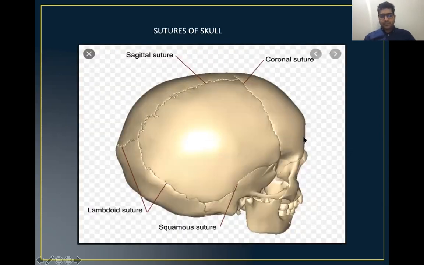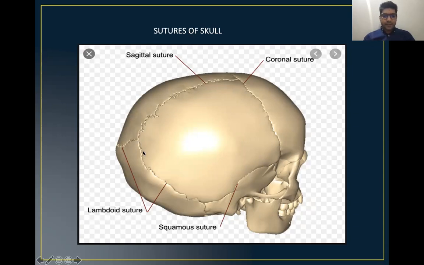Coming to the sutures of the skull, there's a coronal suture which goes all the way just behind the frontal bone, making up the junction with the parietal bone. The suture present between the parietal bone and the frontal bone is called the coronal suture, as you can appreciate here, and it goes all the way along from one side to the other. There's one sagittal suture in between, which usually separates the two parietal bones. If you can see around here, this is the sagittal suture.